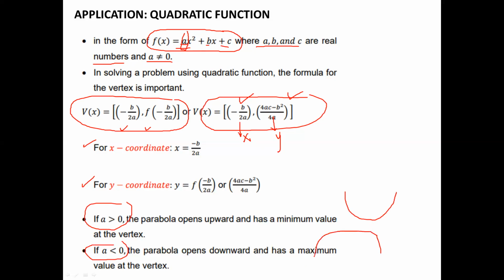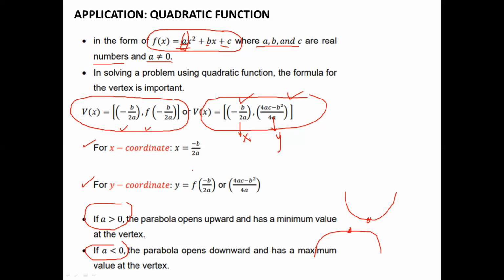Ito siya. Downward yung parabola. Dito, ang vertex natin, nandito yung minimum value natin. Sa parabola opens downward naman, ang vertex nandito yung maximum value sa vertex natin. So tandaan, kapag ang value ng A is positive, definitely opens upward yan. Kapag ang value ng A is negative, definitely opens downward ang parabola. Okay? Yung parabola lang na opens upward and downward.